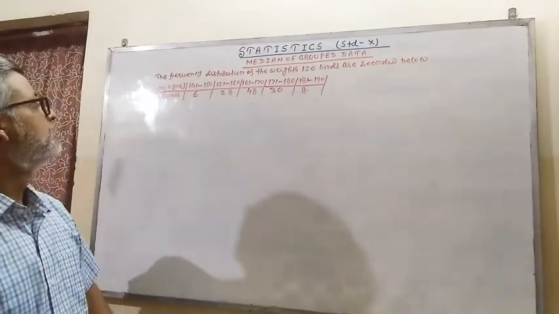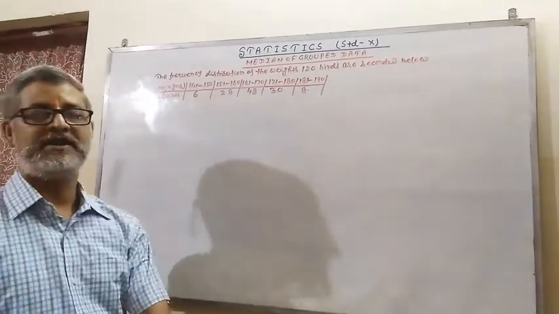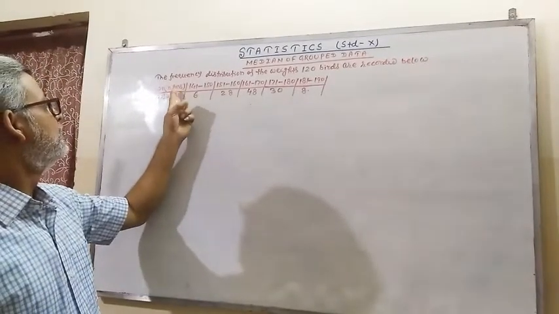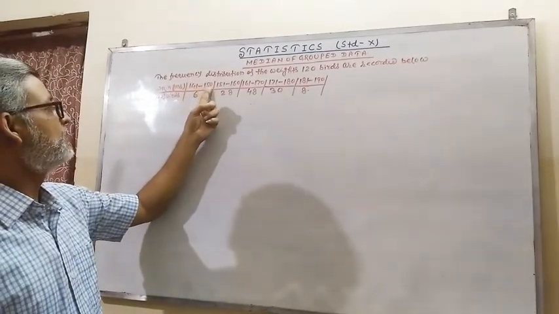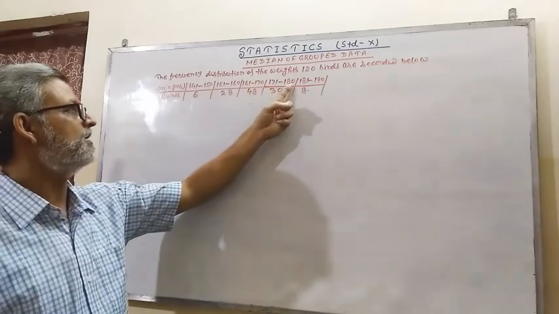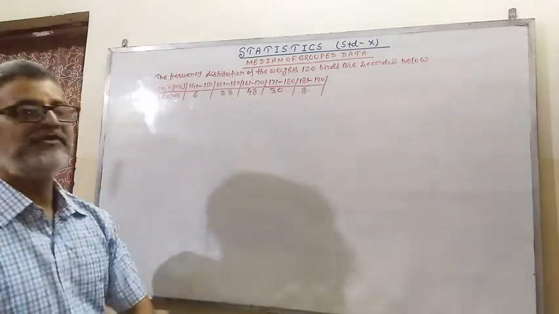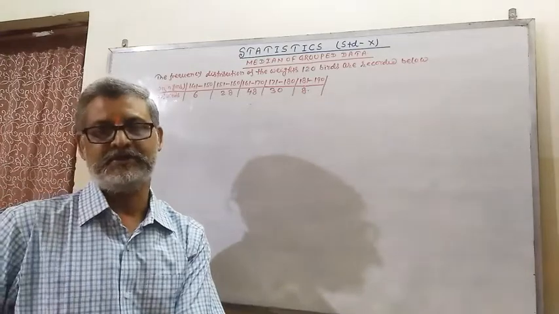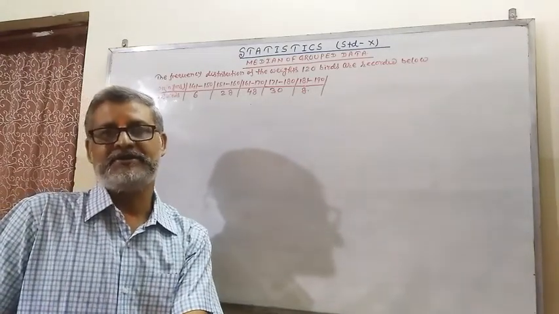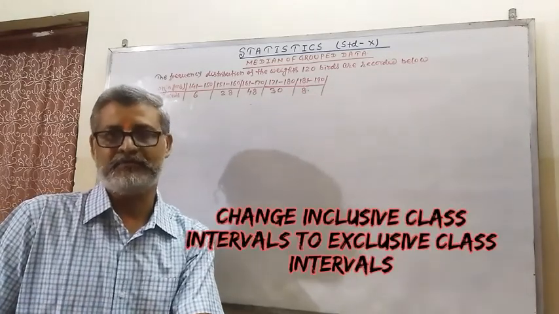Second question: in median, if the class intervals are inclusive, like this, weight in grams 141 to 150, 151 to 160, 161 to 170, 171 to 180, 181 to 190. This is called inclusive class interval. If inclusive class intervals are given, then in median, first we will convert into an exclusive form.